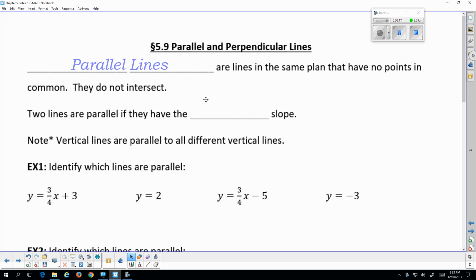So to start with, what is a parallel line? Parallel lines are lines that are in the same plane but have no points in common. They do not intersect. Basically, they run side by side and they'll never intersect.